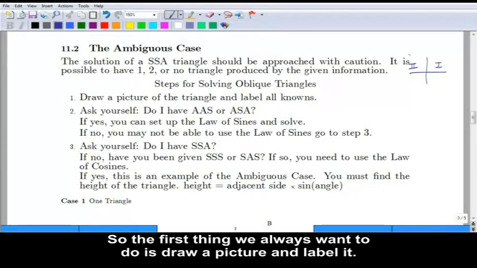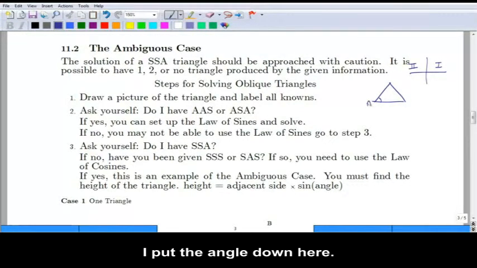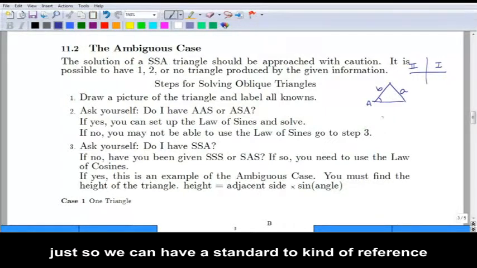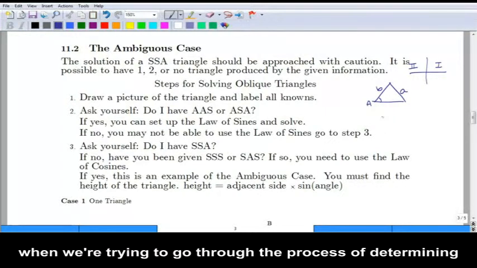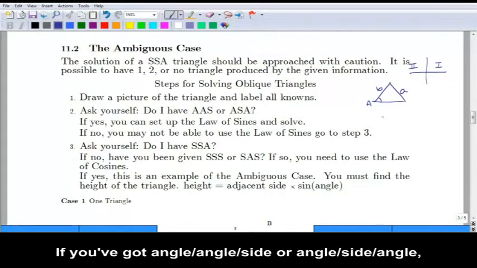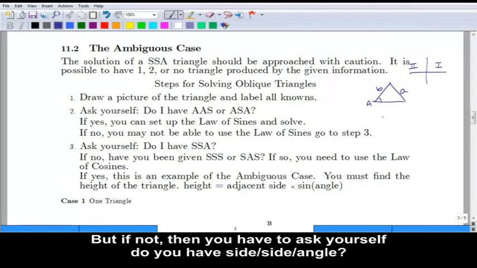So the first thing we always want to do is draw a picture and label it. Typically, in this case, side-side-angle, I put the angle down here, I put the opposite side, and then the other side given, just so we have a standard to reference when we're trying to go through the process of determining how many triangles we have. So first things first, you determine if this is your case. If you've got angle-angle-side or angle-side-angle, then you don't have to worry about it. But if not, then you have to ask yourself, do you have side-side-angle?